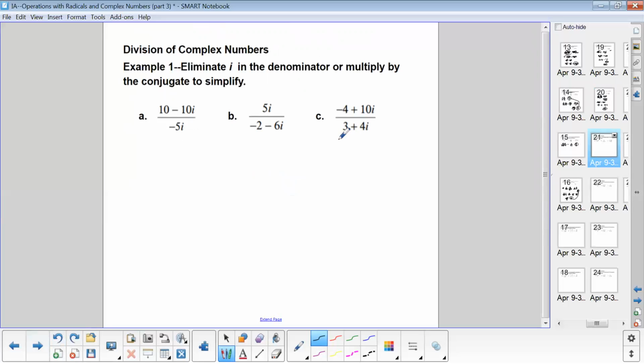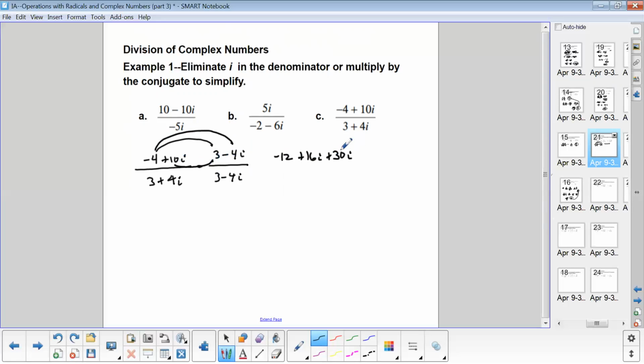Let's look at part C, again with the conjugate. Negative 4 plus 10i divided by 3 plus 4i. So the conjugate, if the denominator is 3 plus 4i, would be 3 minus 4i. Good. All right, so again, we're going to multiply. That'll give us negative 12 and a positive 16i and a positive 30i and then a negative 40i squared, all divided by, here's the conjugate again.